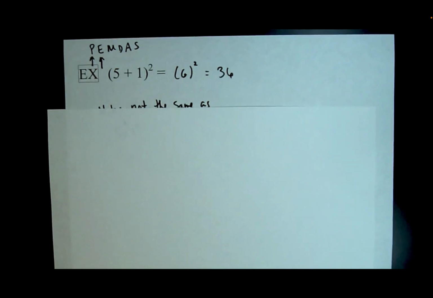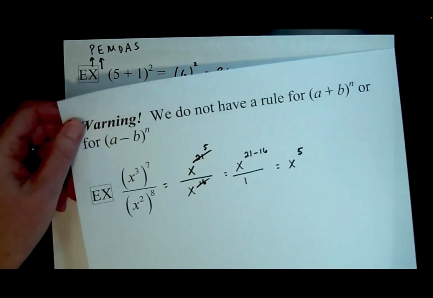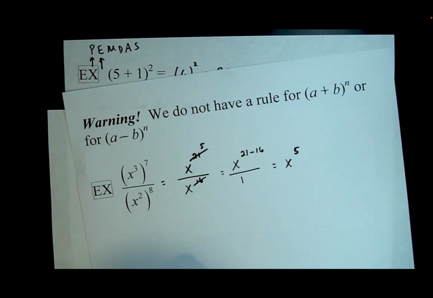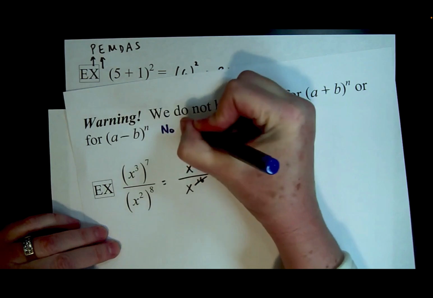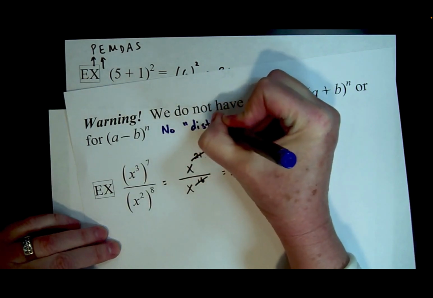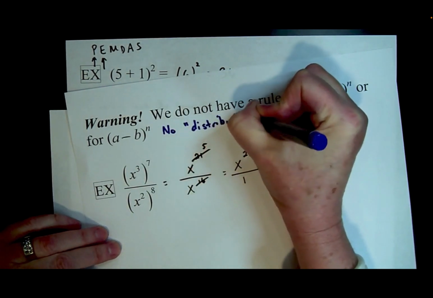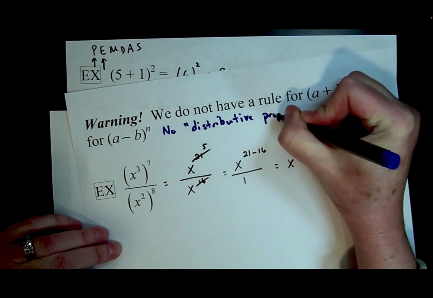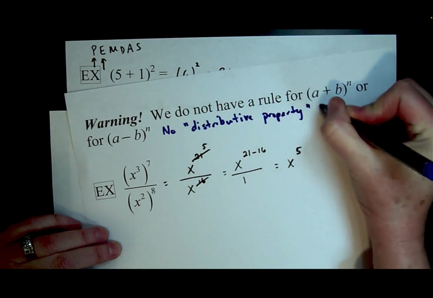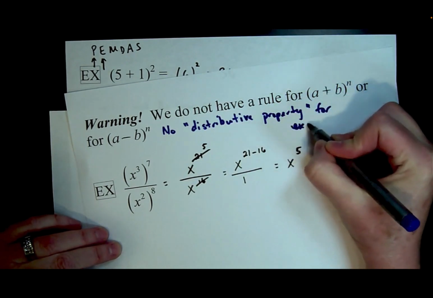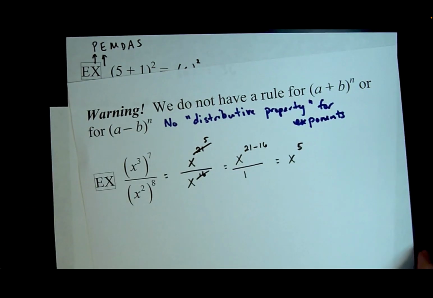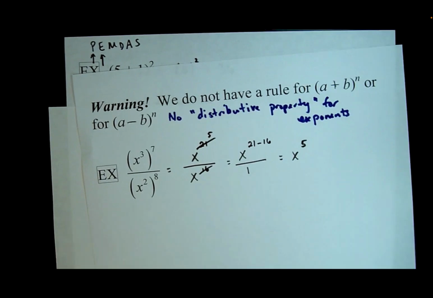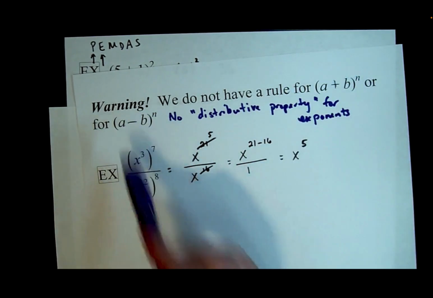Maybe that would be a good thing to add to the warning. Maybe that's what I should have said here, that if you go back up, there's no distributive property for exponents. Okay, so the exponent just does not distribute in.